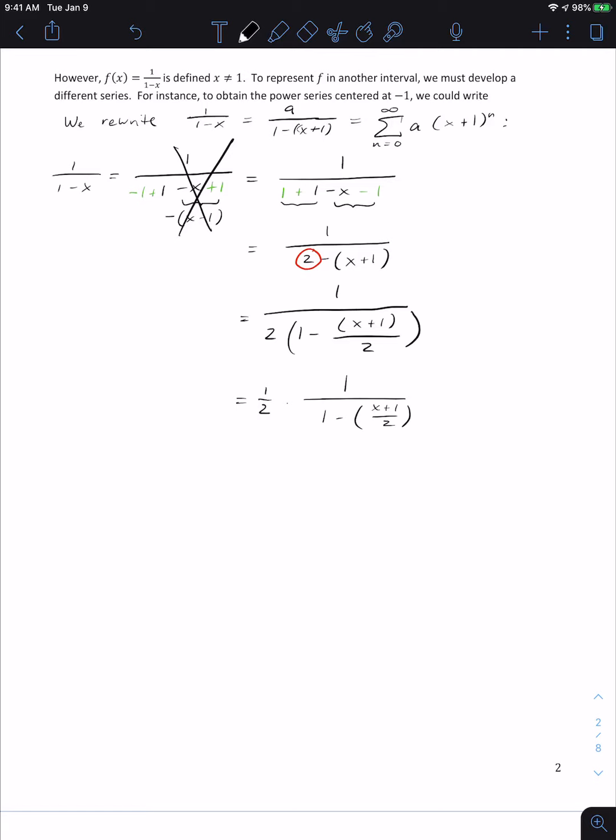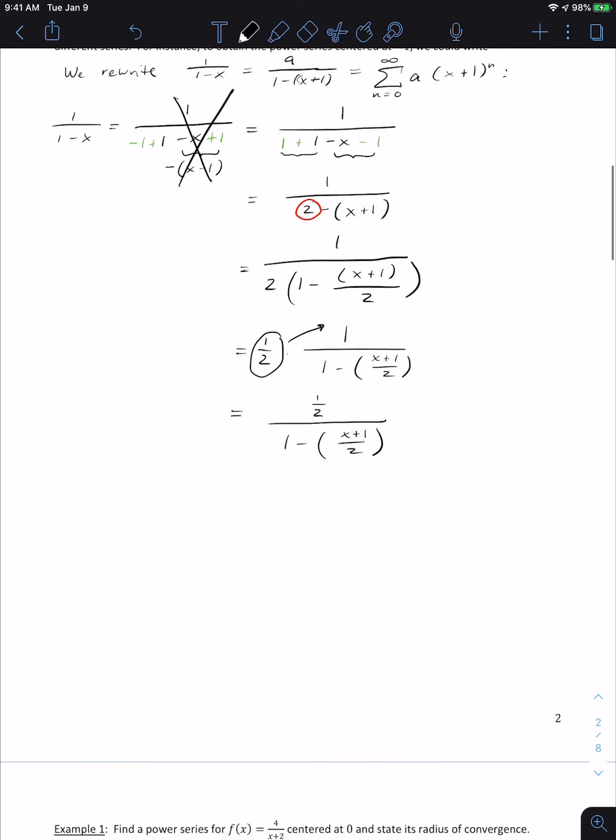Okay, so now I'm almost what I want, but I don't want this 1/2 out front. So I'm going to take this 1/2 and pull it up into the numerator, right? Because that's fair game because it's a constant. So I end up with 1/2 over 1 minus x plus 1 over 2. Now this is exactly in the form that I want, right?